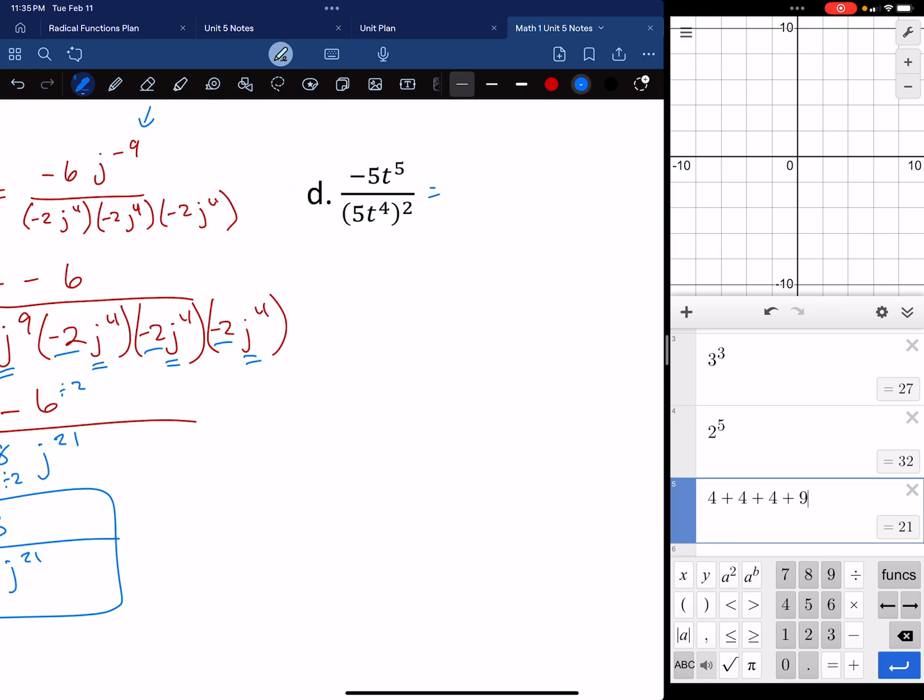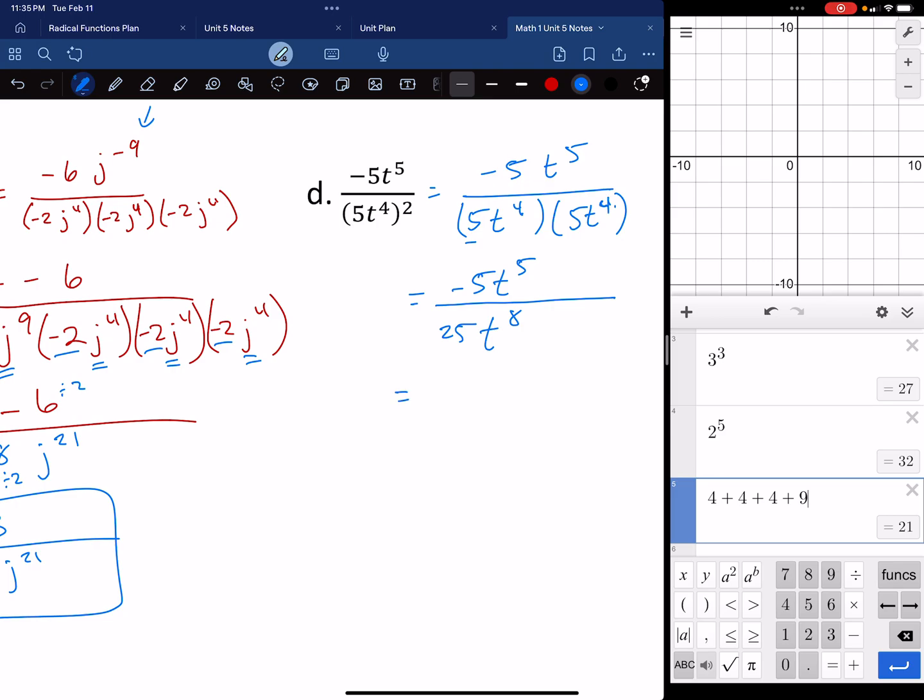On top, the negative 5 t to the 5th power is staying there. On bottom, this is just saying 5t to the 4th times 5t to the 4th. No negative powers. So I'm going to simplify the bottom part. We have negative 5 on top, t to the 5th. On bottom, it's going to be 5 times 5 is 25, and t to the 8th because 4 plus 4 is 8.